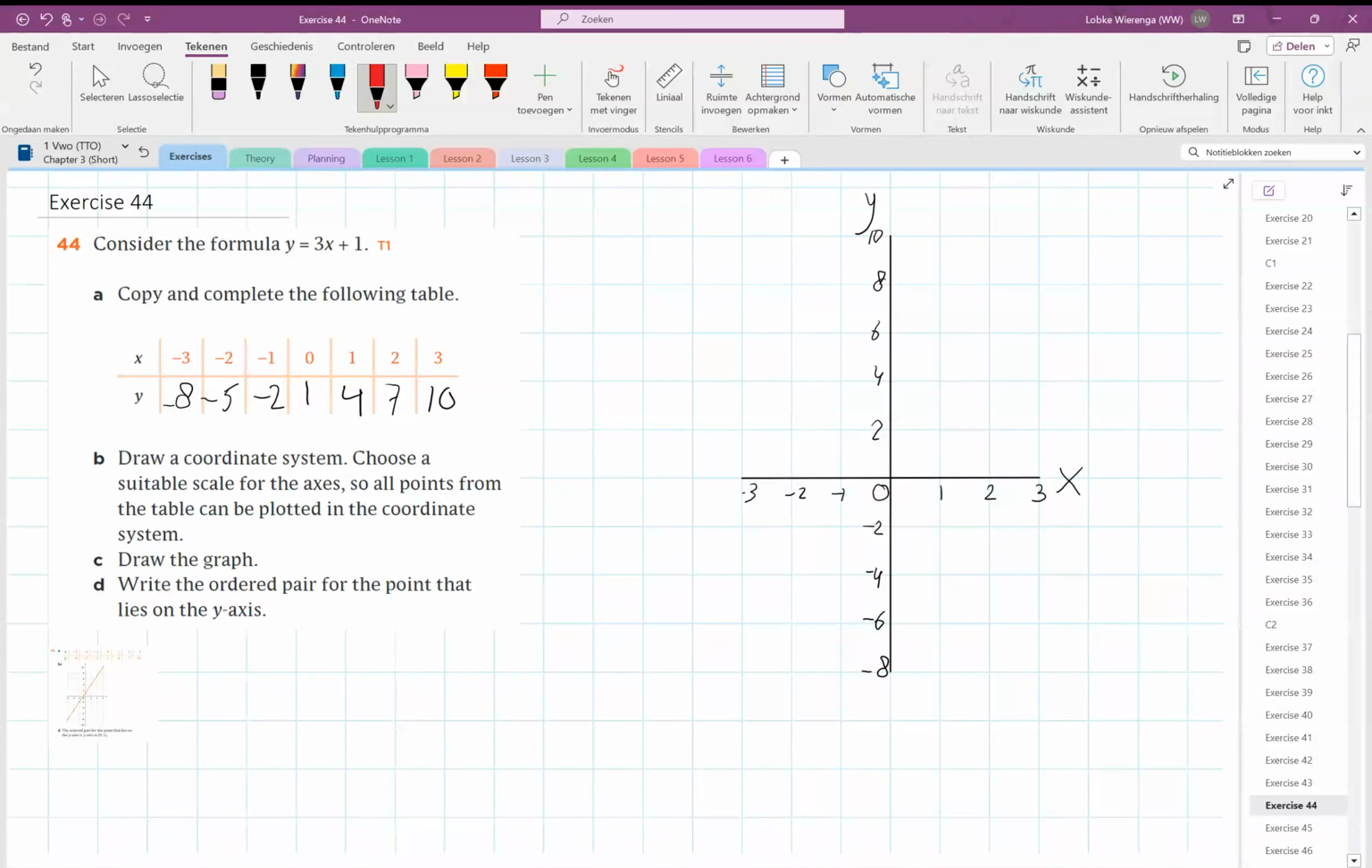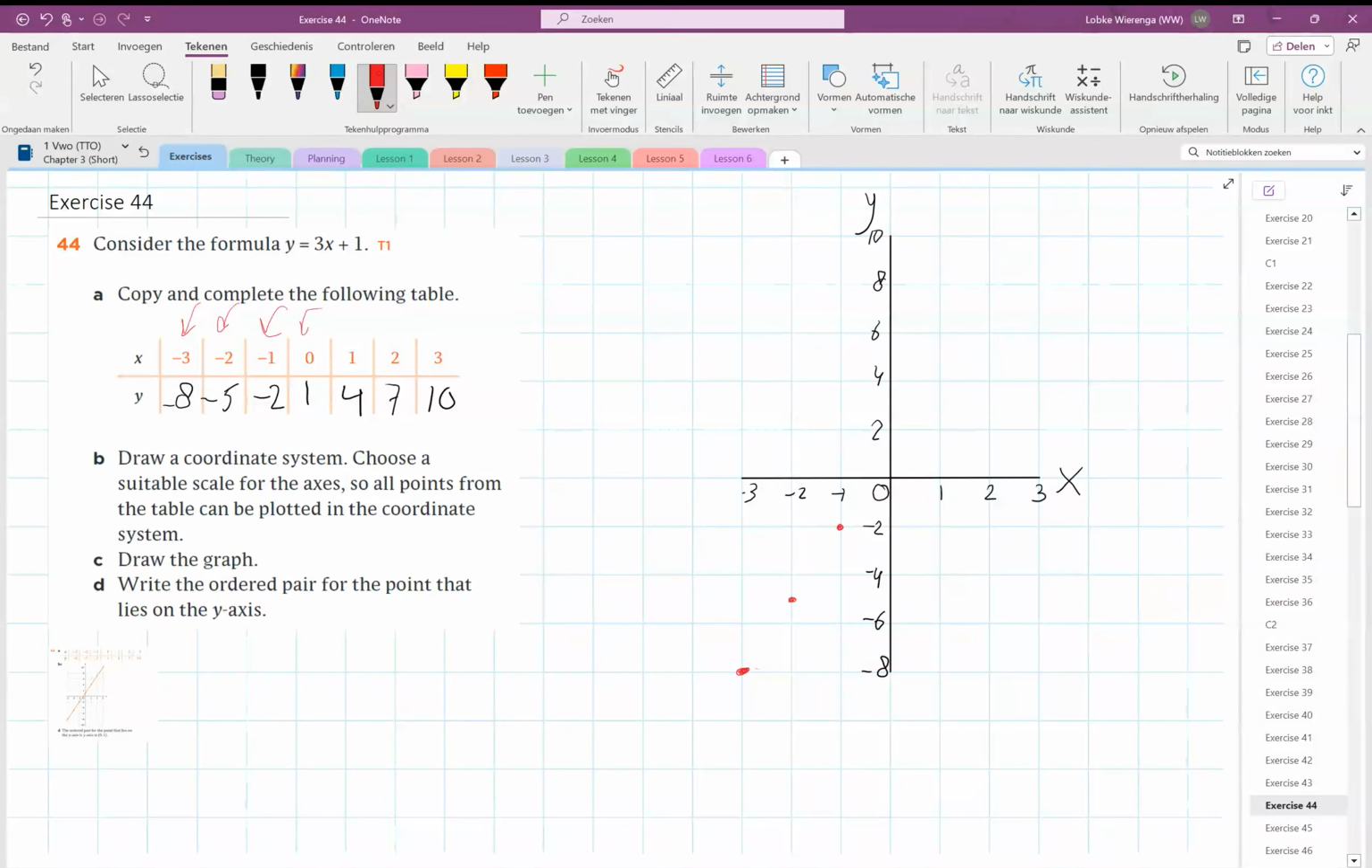Next, we'll plot the points. The first one has an x of minus 3 and a y of minus 8. So we go to minus 3, minus 8, and we place a dot. Next one, minus 2, minus 5. So minus 2 on the x, minus 5 on the y, and we place a dot. Minus 1 on the x, minus 2 on the y, place a dot.